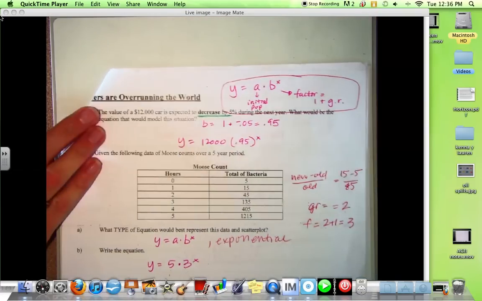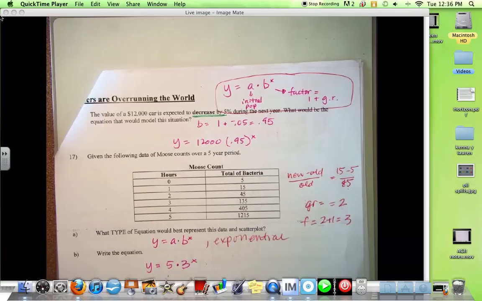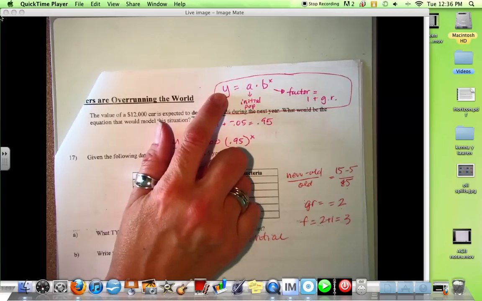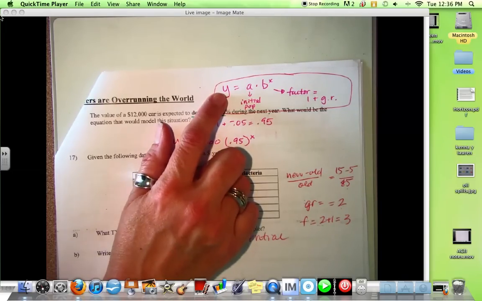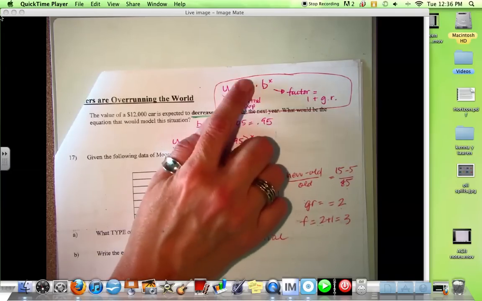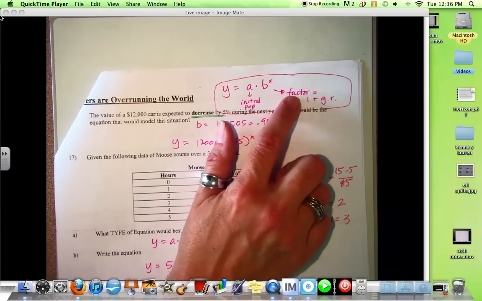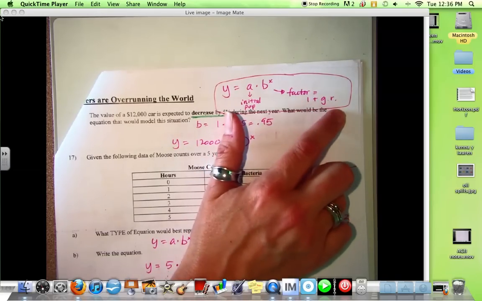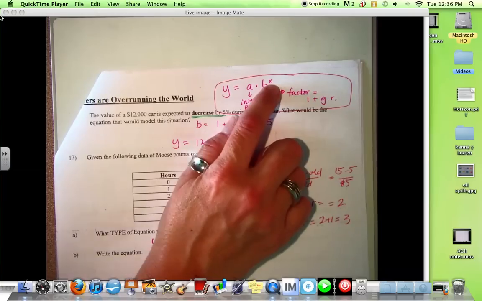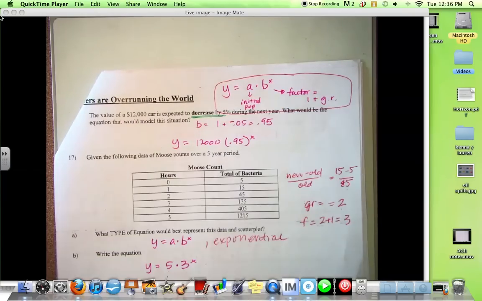Skeeters. We're using a new equation. Y equals A times B to the X. Y is going to be your total value or your total population. A is your initial population. B is your factor. Remember to find the factor, it's 1 plus the growth rate. And then X is going to be your number of years.